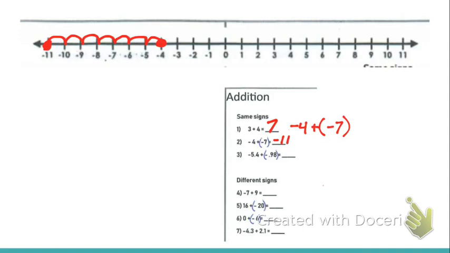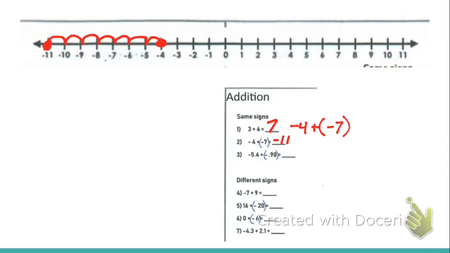Negative 11. Now, I told you that the shortcut is you add 4 plus 7, and since they're both negative, you put a negative in front of it. But this is the reason why it works, okay? Kind of wanted you to see that idea. Let's do this last one, and then we'll go to lunch.